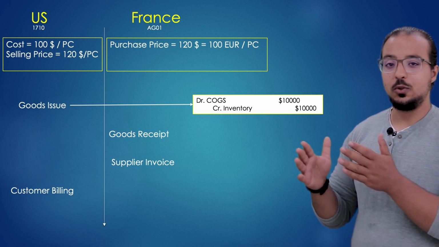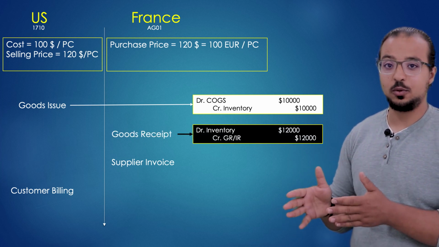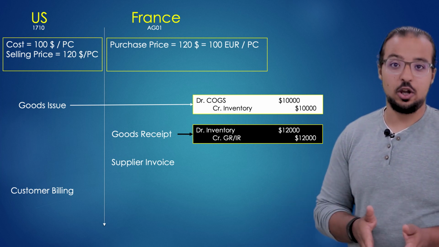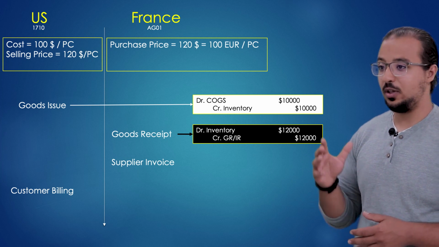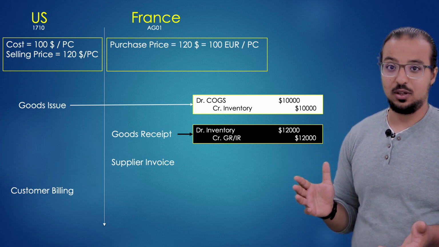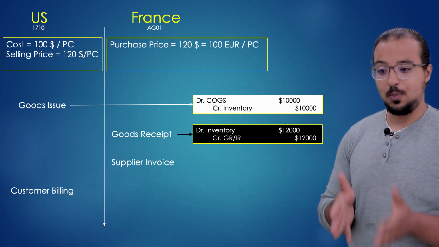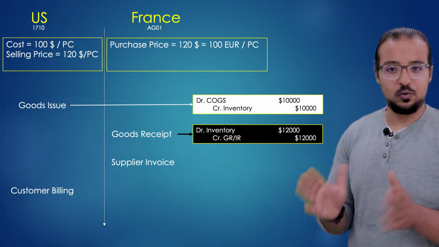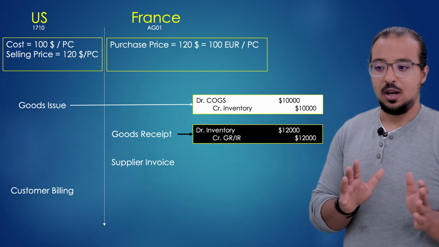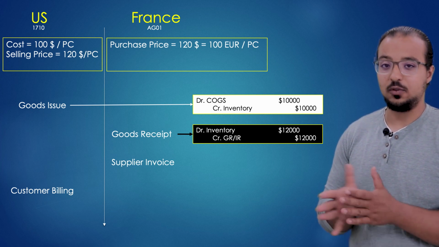And then we post the goods receipt in France. And here we have an entry of a debit to the inventory account and a credit to the GRIR account. Now, the value of this financial entry will depend on whether we are using standard costing or moving average costing, because the debit to the inventory and the credit to the GRIR will be posted with the cost of the inventory in France, which is completely different from the value we have in US, by the way. Now, in my example today, I will assume that we are using moving average costing in France.